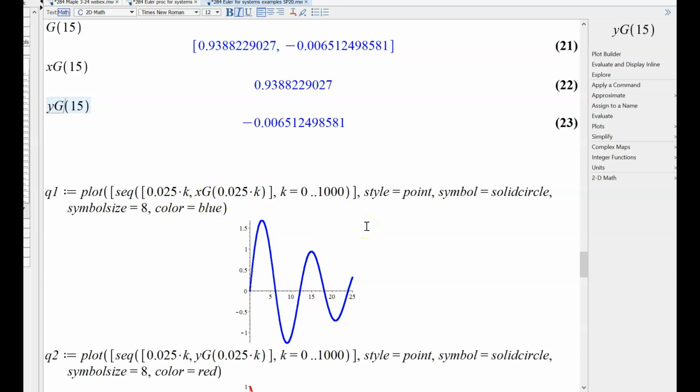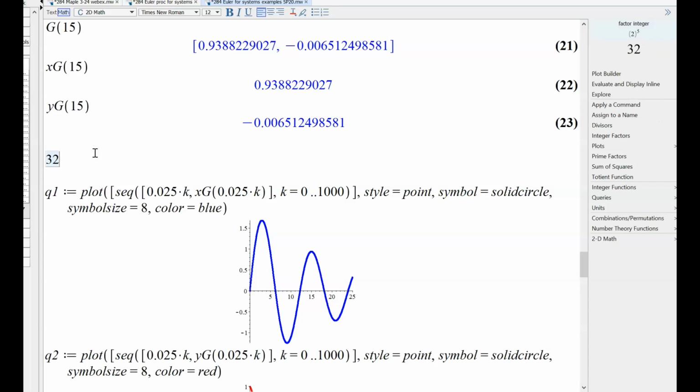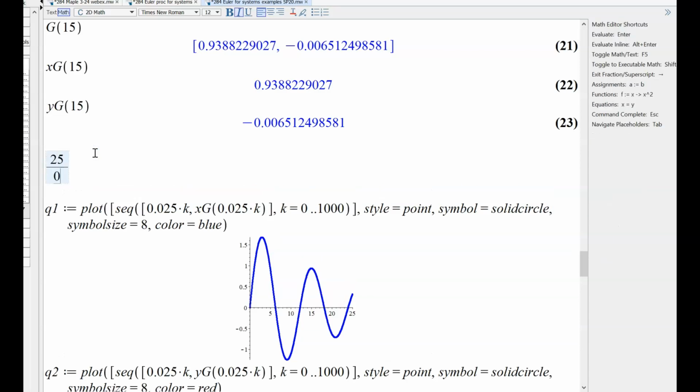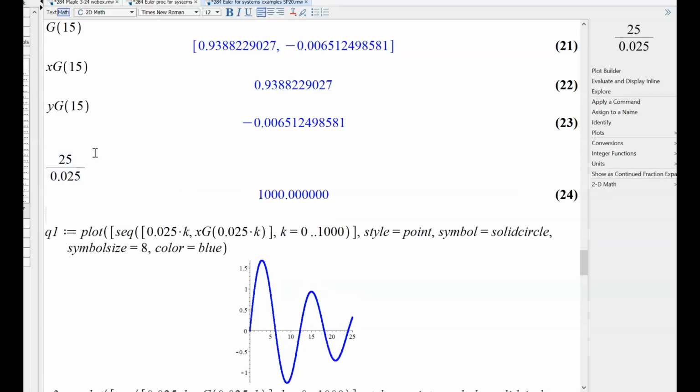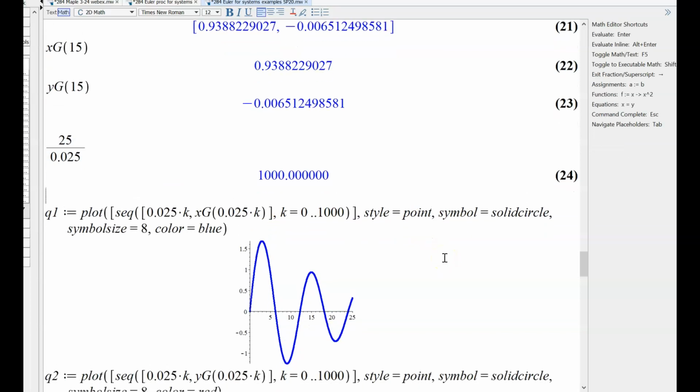Now why did I go up to 1,000 here? Our step size, remember, is 0.025. If we're going to go from 0 to 25 in steps of 0.025, it's going to take 1,000 steps. Think about taking that interval from 0 to 25 and breaking it up into pieces of size 0.025. If you do that on a calculator, take 25 and divide it by 0.025, you're going to get exactly 1,000. So it's 1,000 steps.